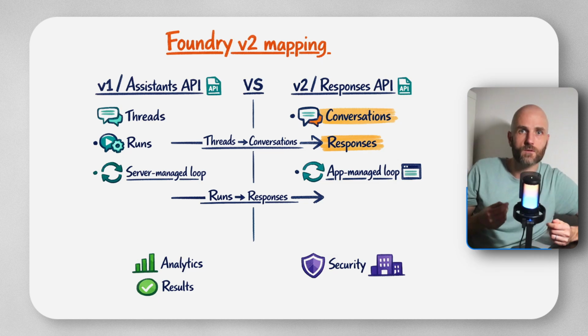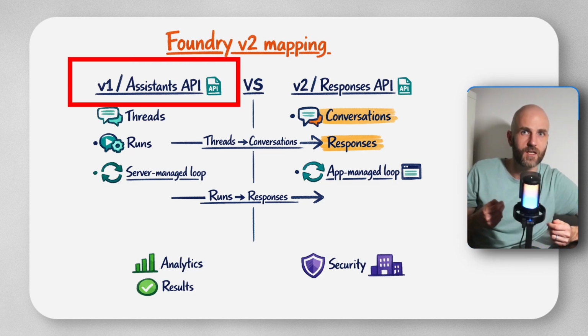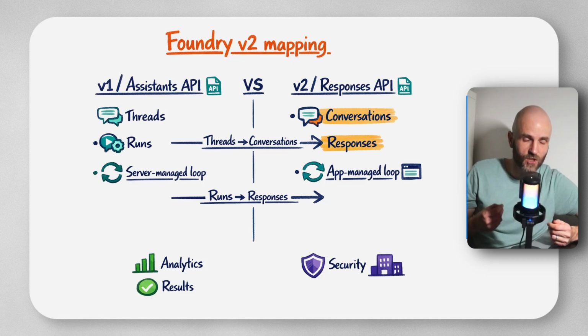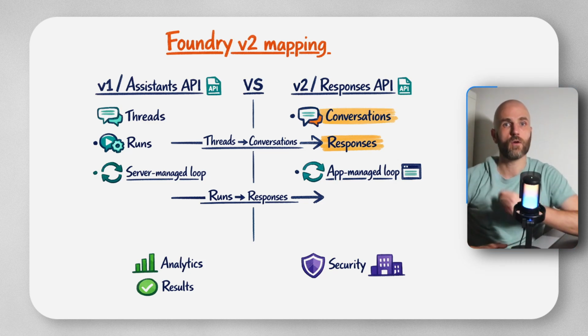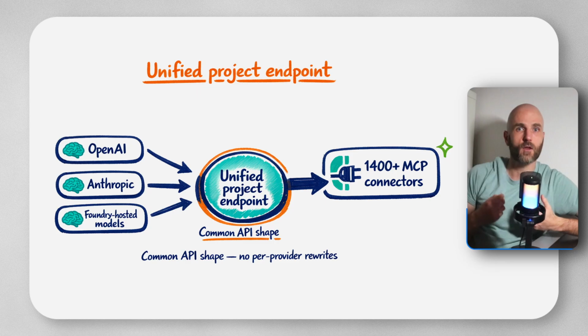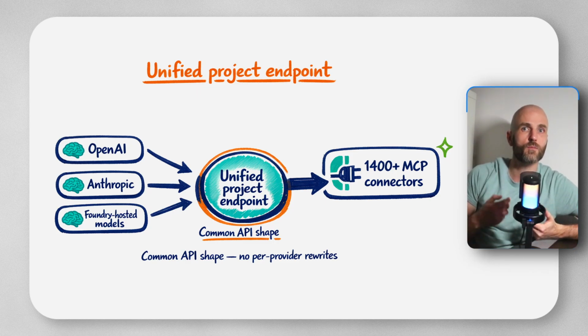And it matters because Foundry Agent Service v1 was built on the Assistants API. The Assistants API is heading toward deprecation, and it's not where the momentum is for new capabilities. So if I'm writing code today, I want to line up with where the ecosystem is going, which is the Responses API. The nice thing about v2 is if I already have code using the Responses API style, Foundry can add the enterprise layers without me rewriting everything.